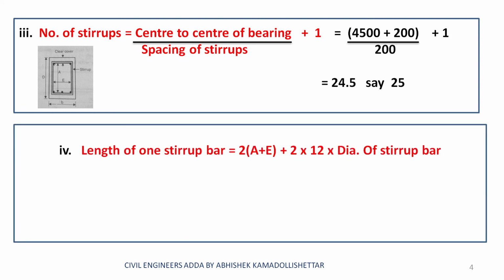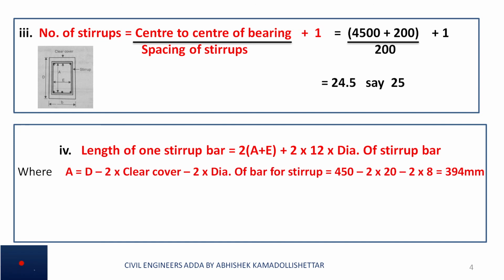Next, the length of one stirrup bar. The formula is as follows: 2 into (a plus e) plus 2 into 12 times the diameter of the stirrup bar. What is a? You can see in the diagram here what is the value of a. a is the vertical length of the stirrup.